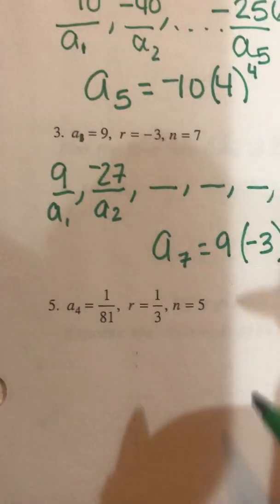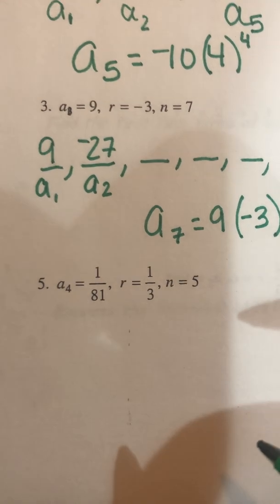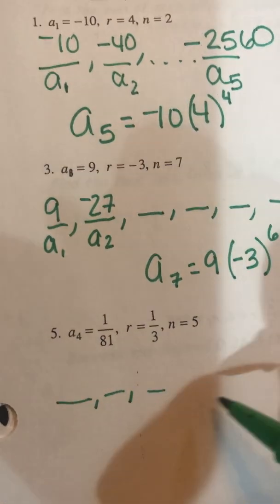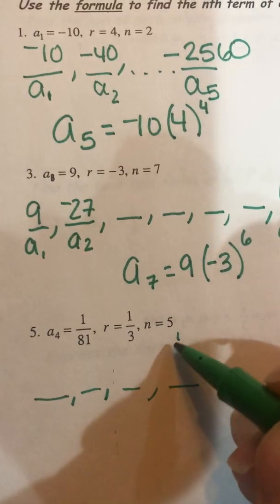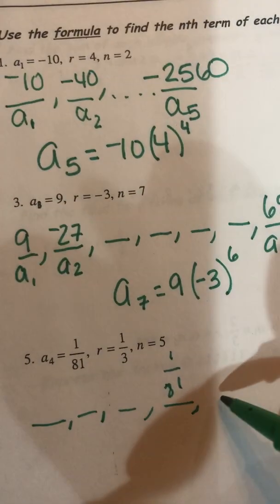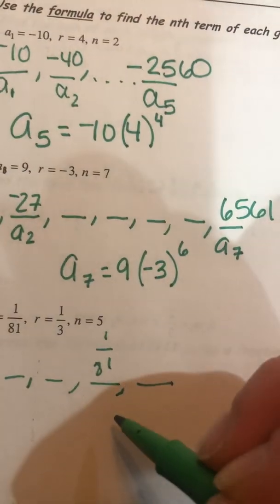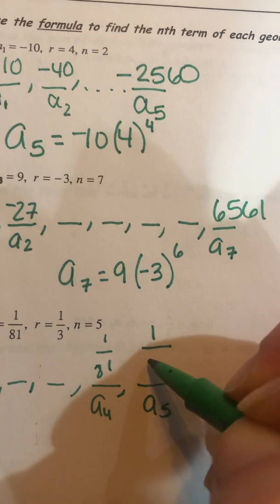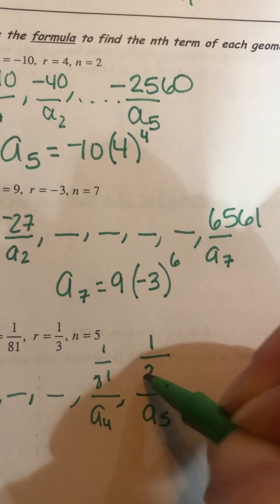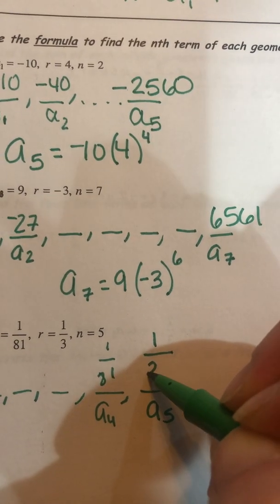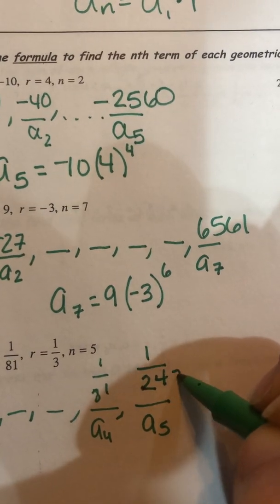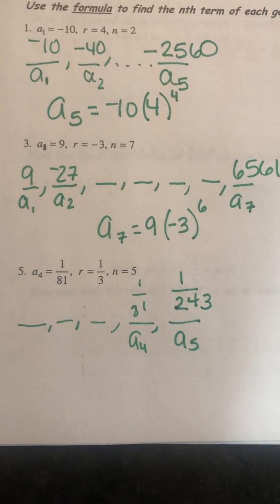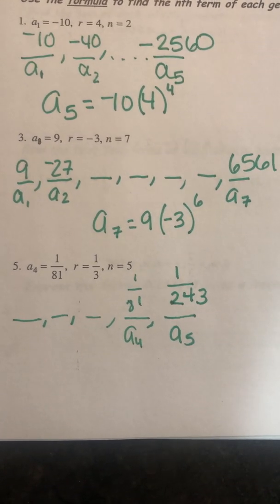Cool. Okay, the 4th term is 1/81. Find the 5th term. Don't need a formula and I don't even really care what the first 3 terms are. I could just be like, okay, the 4th term is 1/81. I gotta find the 5th term. So if I multiply 1/81 times 1/3, I get 1/243. So I didn't need the formula for that one.